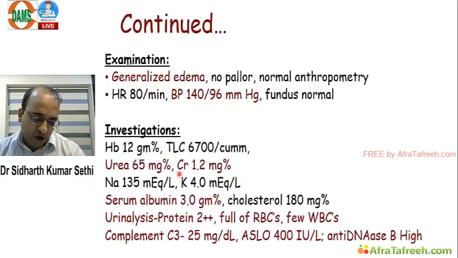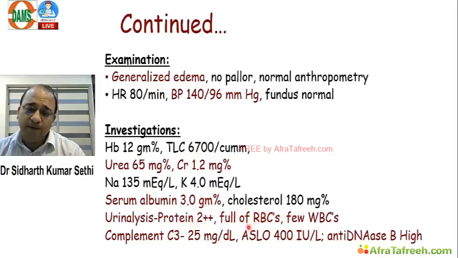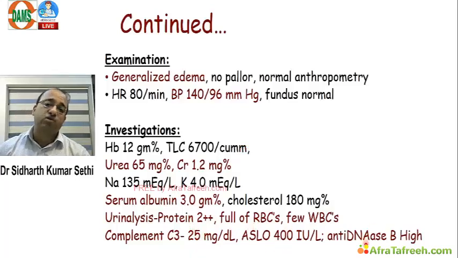On investigations, his creatinine is high, 1.2. Normally creatinine should be less than 1 in an adolescent. He has proteinuria, and the urine is full of RBCs. C3 is low. ASO is high, and even anti-DNase B is also high.